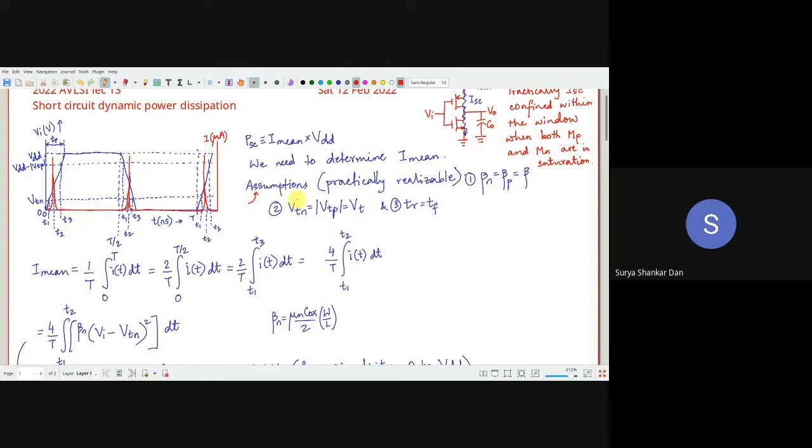Okay, so this is practically realizable. That's why I've written. So if beta n and beta p are the same, VTN and VTP mod is the same, the threshold voltages are the same, the sizing is also the same. In that case, your TR and TF will be the same. That means the rise time and fall time will be the same. As a consequence, each of these current spikes in each of these transitions will be exactly the same. Okay. Therefore, now you can understand how we are simplifying the problem.